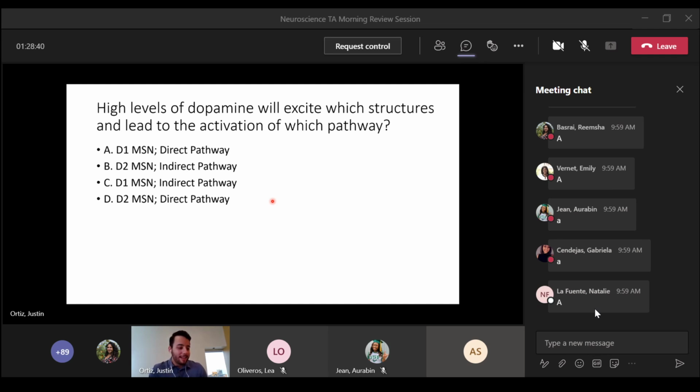Cool. All right, so you guys, we've been hammering this, so this is great. So high levels of dopamine will excite which structures and lead to the activation of which pathway? We know that activates the D1 MSNs and that activates the direct pathway, right? So again, low levels of dopamine would activate the indirect pathway, and remember that's with Parkinson's disease, right? The substantia nigra can't produce dopamine; those dopaminergic neurons are dying at a fast rate. So then you constantly have activation of that indirect pathway via D2 MSNs.